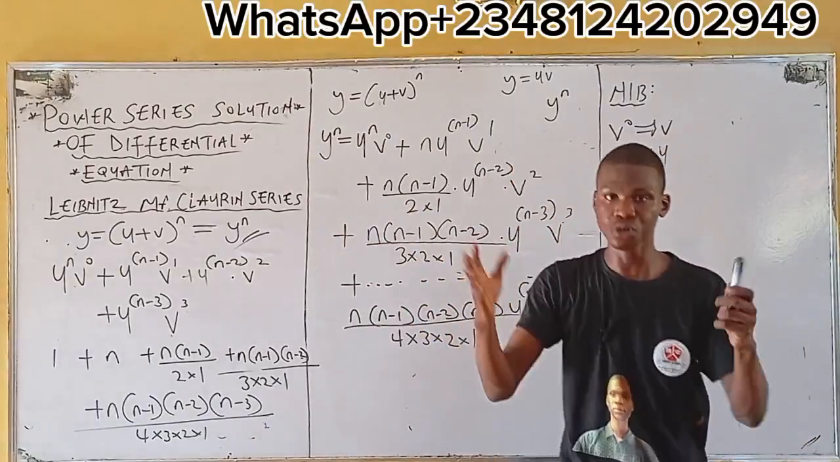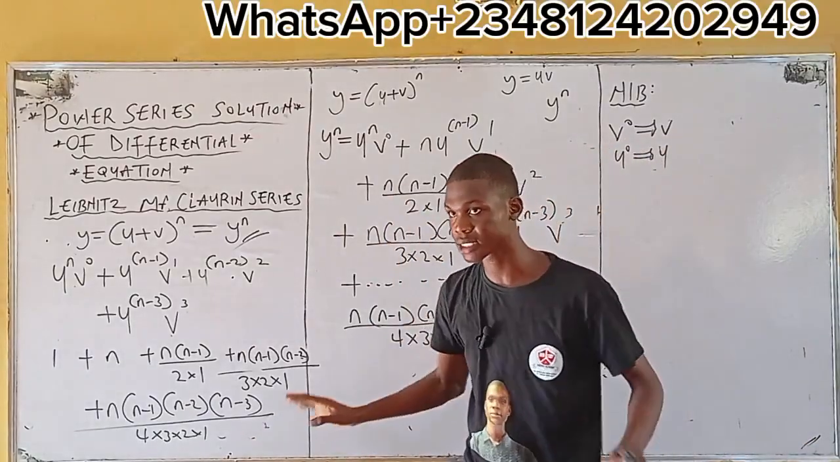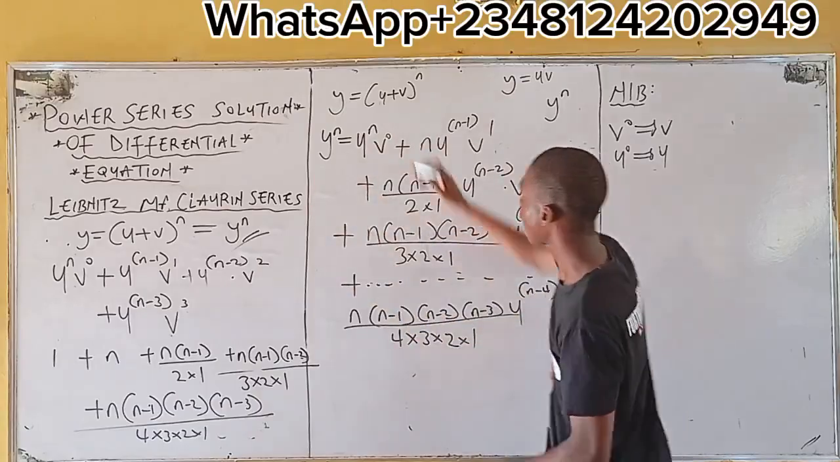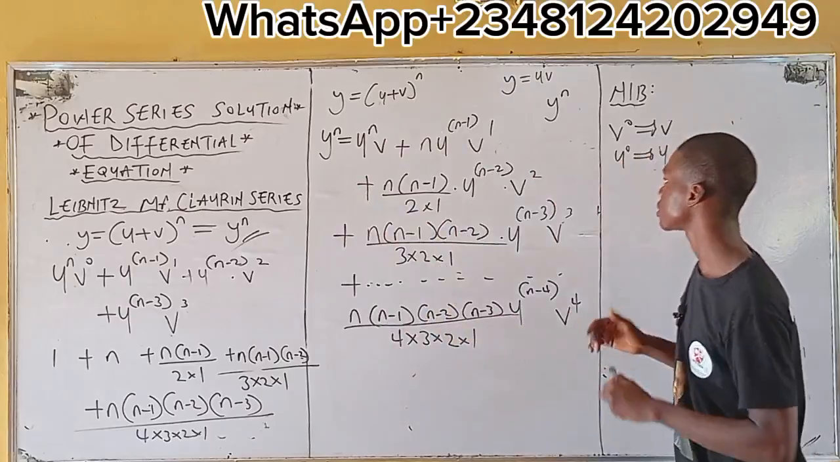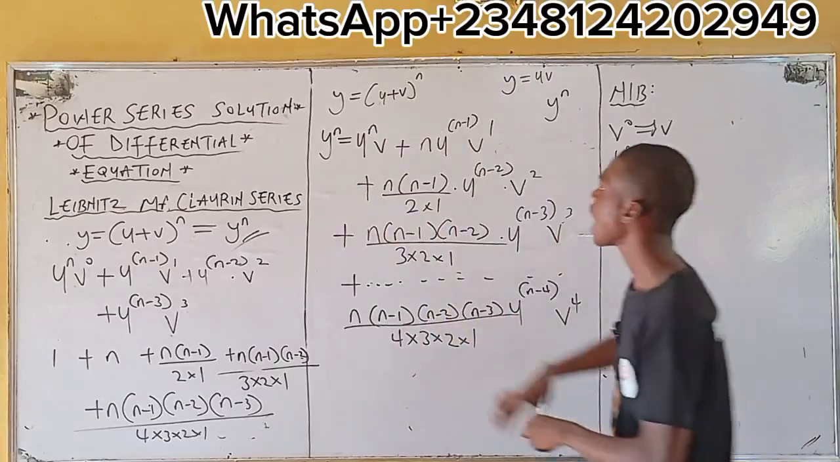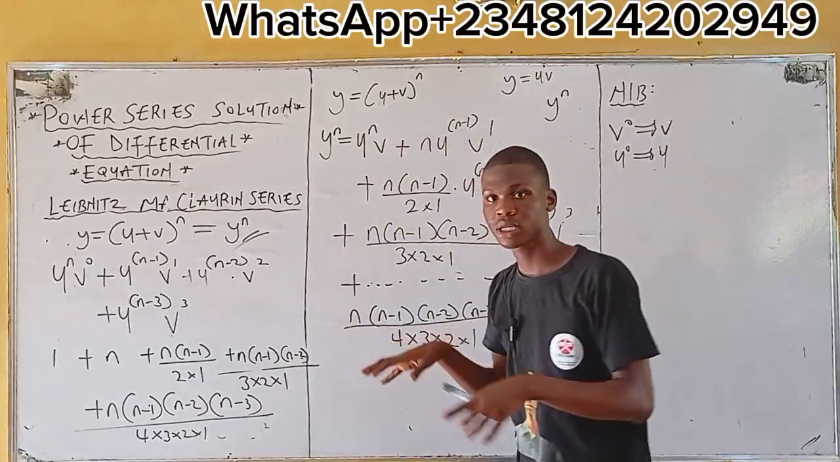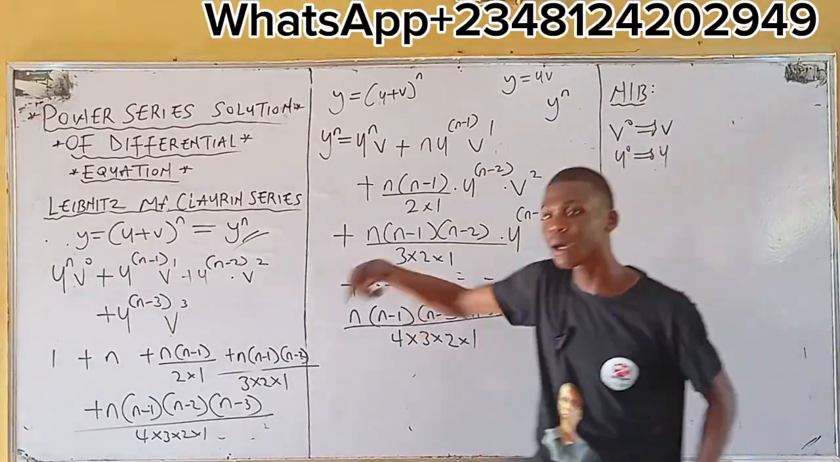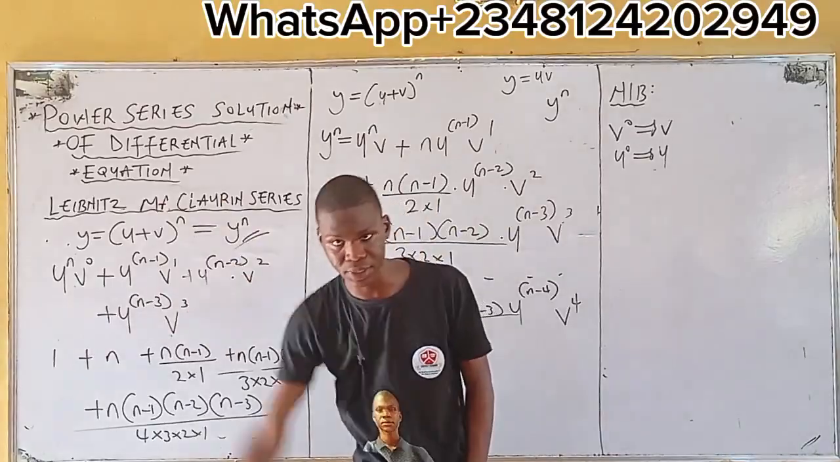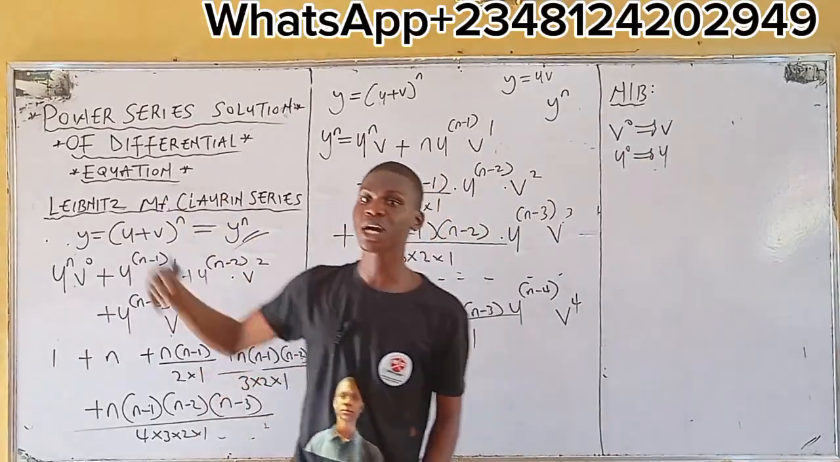U raised to the power of 0 is assumed as u. So that's what we are saying. Meaning from this series solution, I have just v. So that's it. From here, I can rewrite all this as a series solution. The topic itself is the Leibniz-Maclaurin series.